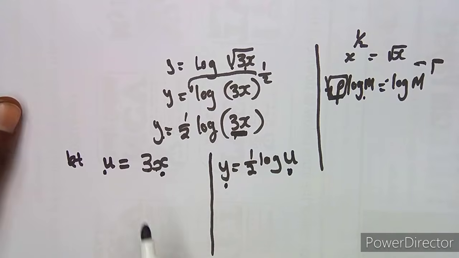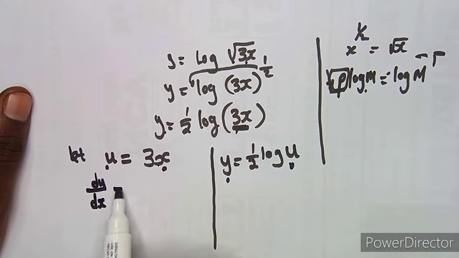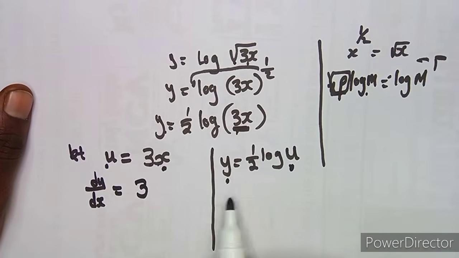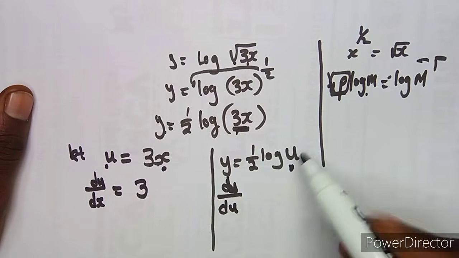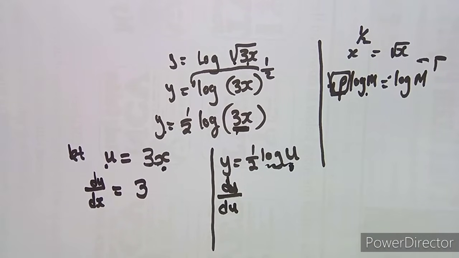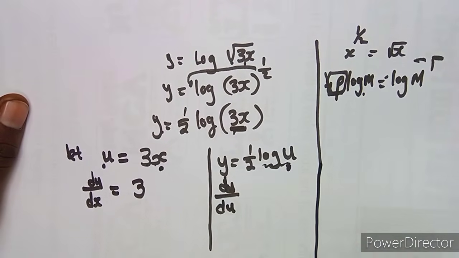How are we going to find this derivative? We need the derivative of u with respect to x, where we have 3x. Then we've got dy/du. Take note, guys, we are finding the derivative of a log. There are so many ways you can use to find the derivative of a log from the normal function, but this is the one that I'm going to show you that I prefer most.